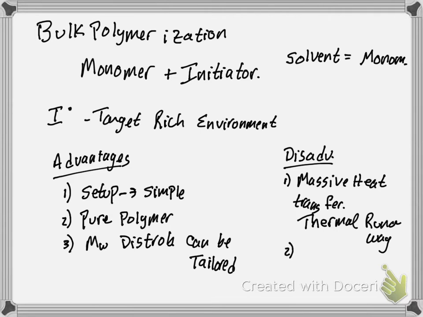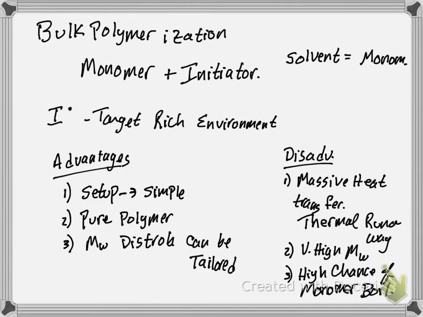Two, another big issue is you tend to get very high molecular weight. That doesn't seem like it would be a disadvantage, but trust me, when it comes to processing, too high a molecular weight can be very, very choresome. And finally, number three here, high chance of monomer boiling out. You can lose a lot of monomer by just the general amount of heat that goes into these things, and therefore lower your molecular weight. So this is commonly done in a few examples, although it's really being phased out.